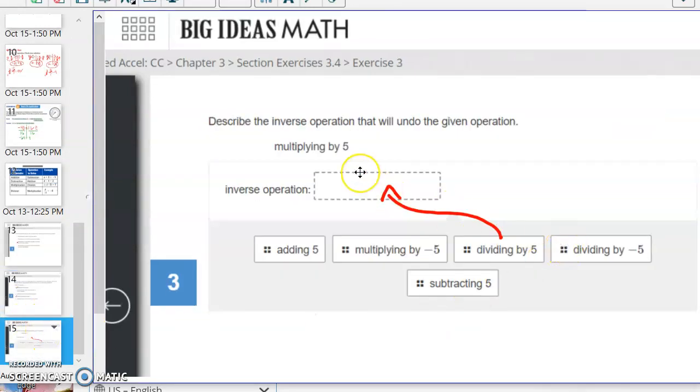And then next question says, describe the inverse operation that will undo the given operation. Well, what undoes multiplying by 5 is dividing by 5.